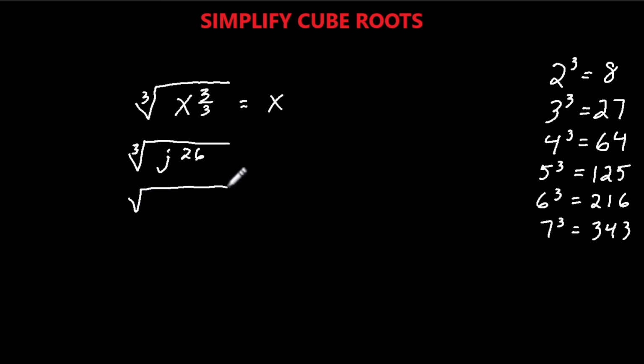So this becomes j to the 24th power times j to the 2nd power. And when that's simplified, j to the 24th power comes out as j to the 8th, because I'm dividing by 3, and the cube root of j squared remains underneath.